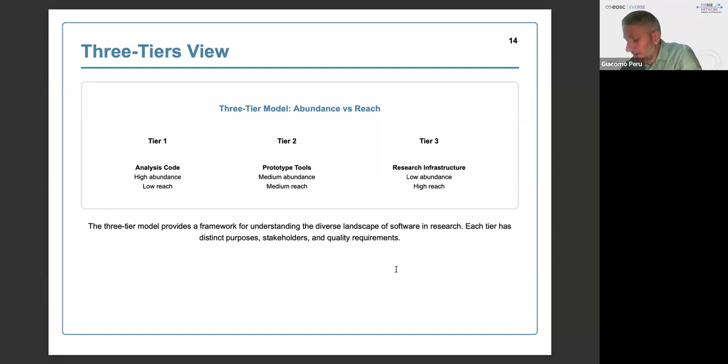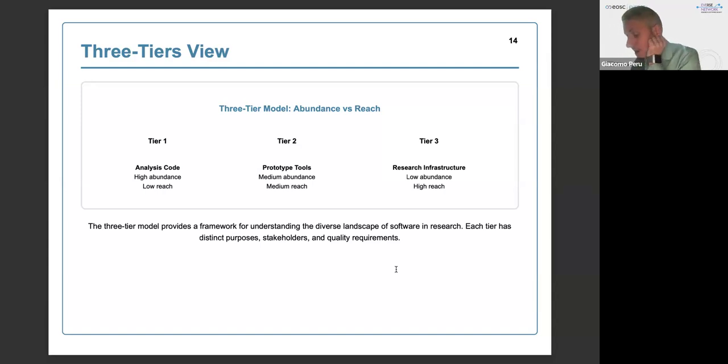Prototype tools exhibit medium abundance and medium reach. This tier bridges individual research and broader community use, designed to answer multiple research questions and typically developed by teams rather than individuals.